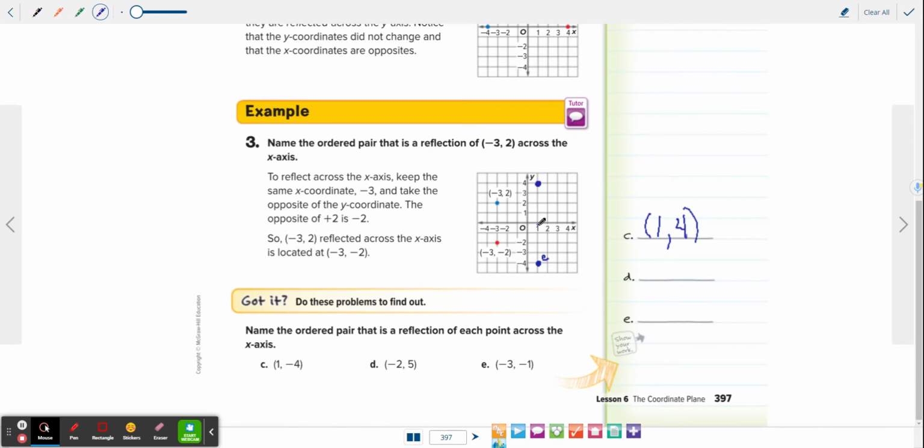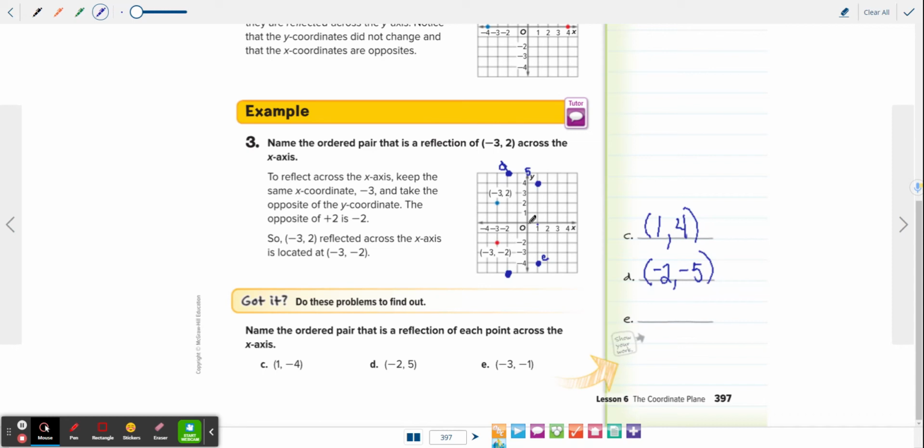Now for D, we have negative 2, 5. So I have to go left to negative 2 and then up to 5. 1, 2, 3, 4, 5. It's not numbered 5, but 5 is after 4, so we know that would be 5, okay? And I'm going to label that D. Now we have to go across this x-axis and find the reflection or the opposite. So it's going to be still -2, but it goes to -5 now. So I'm going to label that -2, -5.